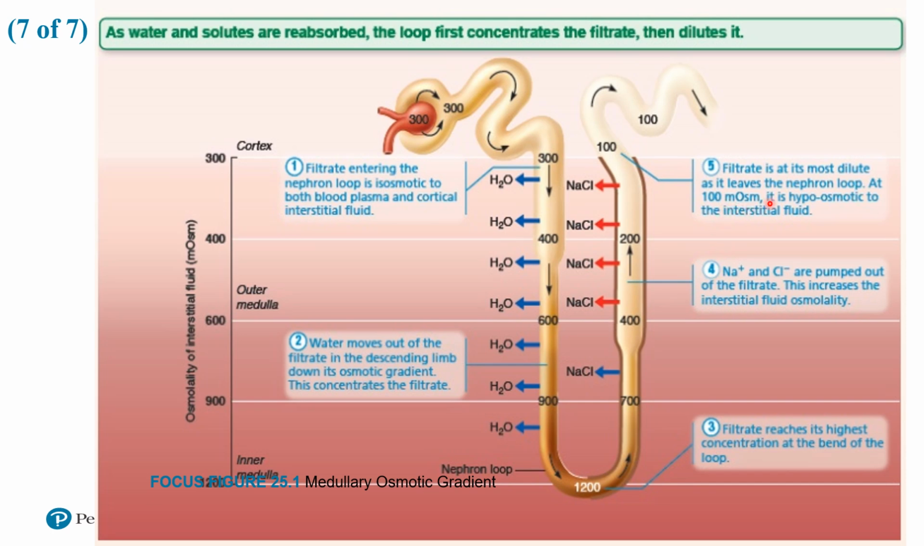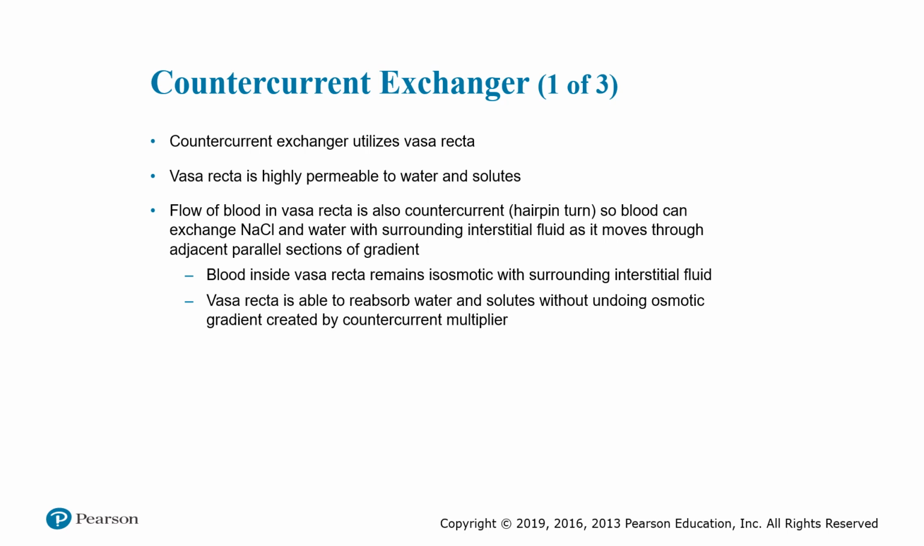The filtrate is at the most dilute stage over here. When it has crossed over here, it is at the most dilute stage. It leaves the nephron loop at 100 milliosmoles. It is hypoosmotic to the interstitial fluid. So this is what is happening in the loop of Henle. Now don't think that because the filtrate leaving the loop of Henle is 100 milliosmol, it means the urine is dilute.